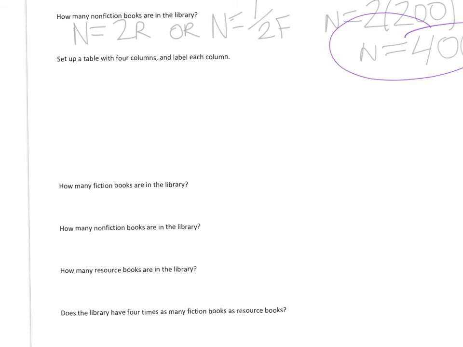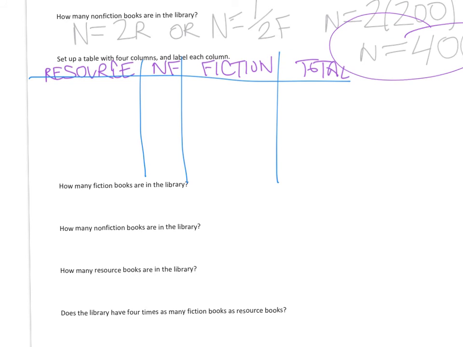We're going to set up a table with 4 columns and label them. So here's my column. So we know that resource books, if there's 1, then that means there's 2 nonfiction, and 4 fiction, and 7 total. So that means if we had 2 resource books, then there'd be 4 nonfiction, and 8 fiction, and our total would be 14.